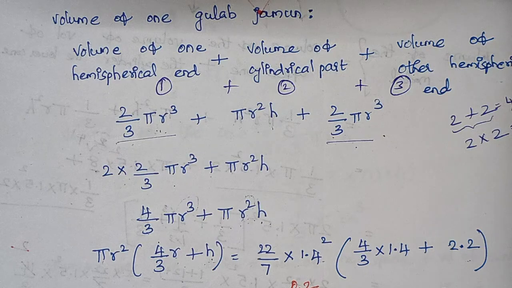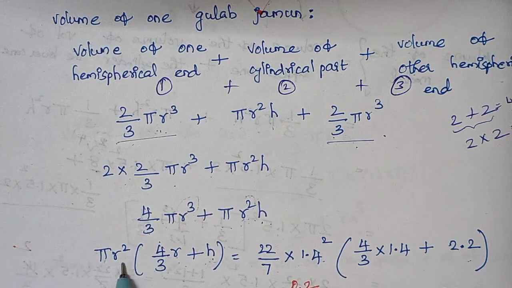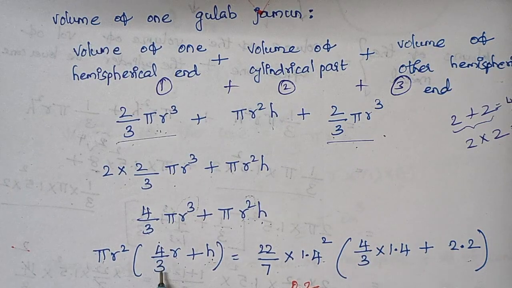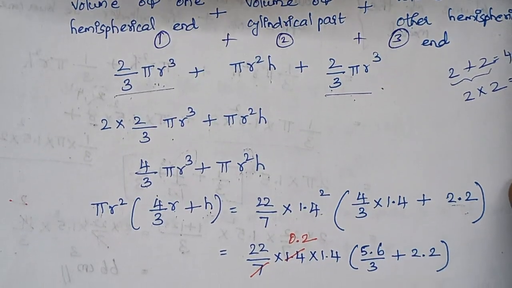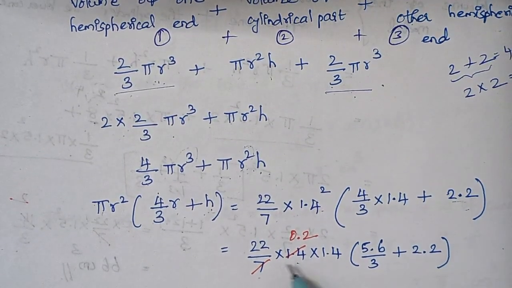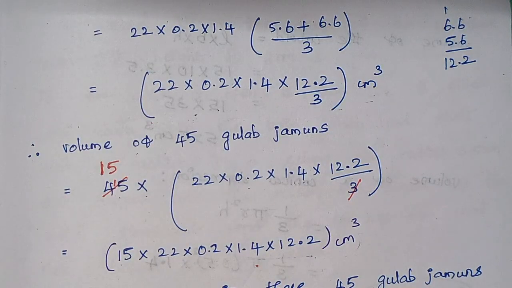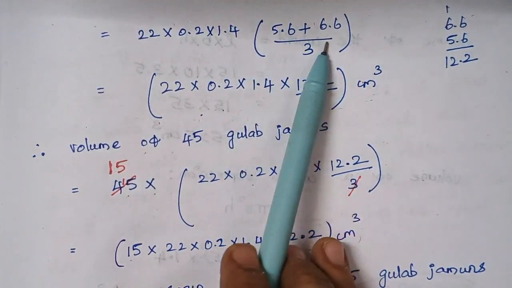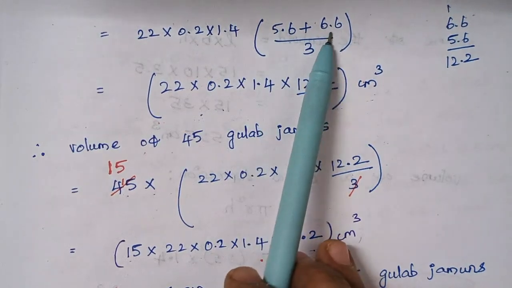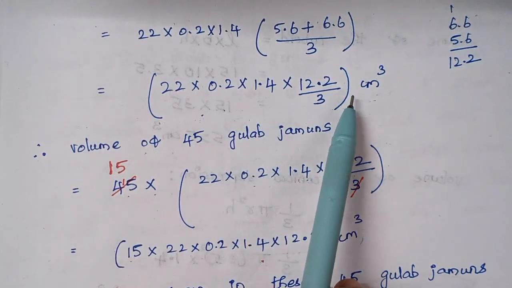Now just substitute the values, right? So pi is nothing but 22 by 7 and the value of r is 1.4, into 4 by 3 r plus h, where the value of h is 2.2. We have calculated that. So just substitute the values and cancel out the common terms. Here this 7 and 1.4 cancel by 0.2 times. Now when you solve, I have taken the LCM. Once the LCM is done, when you add 5.6 and 6.6 I am getting 12.2. So this is the volume of one gulab jamun, right?